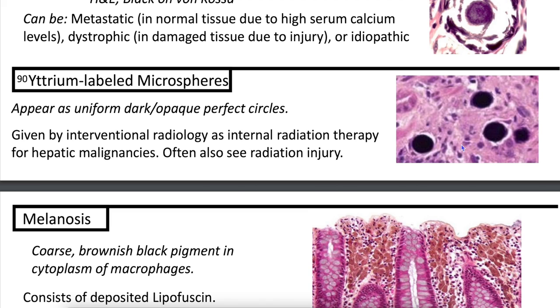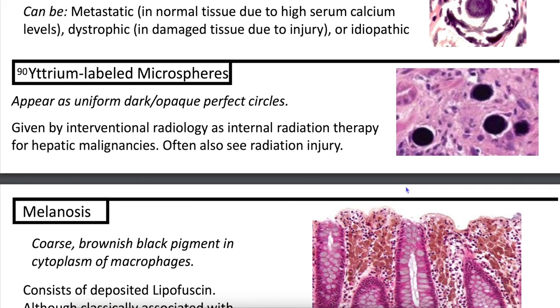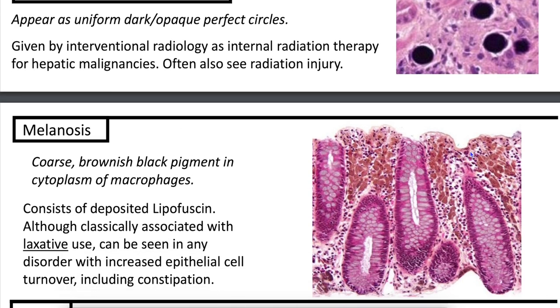Yttrium labeled microspheres. This appears as dark, opaque, perfect circles. I call these the UFOs of the colon, the GI tract. It's given by interventional radiology as internal radiation therapy for hepatic malignancies. And you often also see radiation injury with bizarre stromal cells.